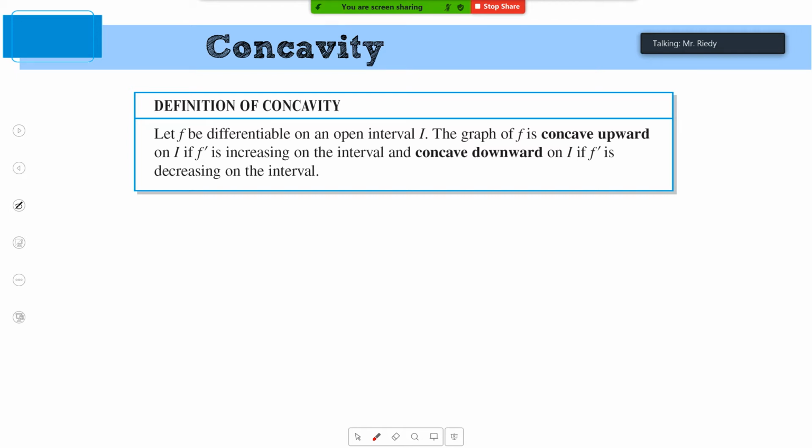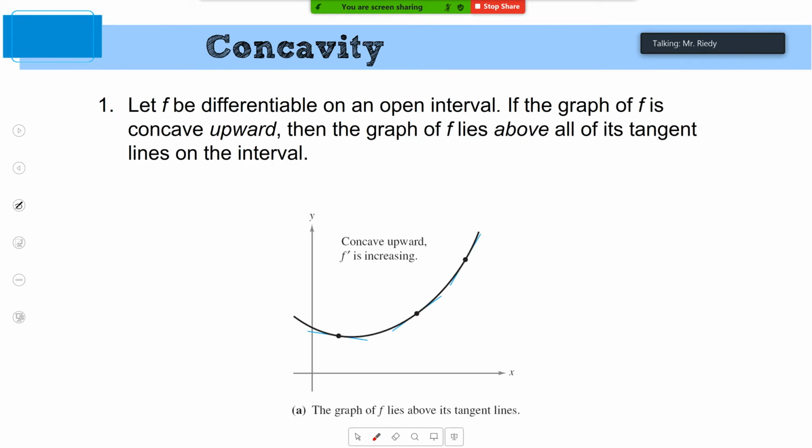Okay, so we are talking about the definition of concavity. This is the most useless thing I've ever included on a slideshow, but I put it in there just so I can say I gave it to you. Let's skip it. Here we go.